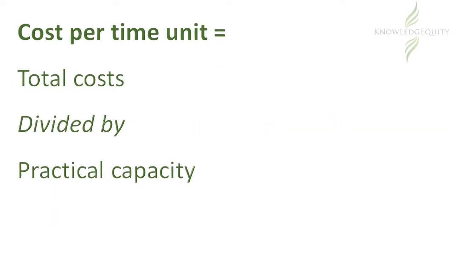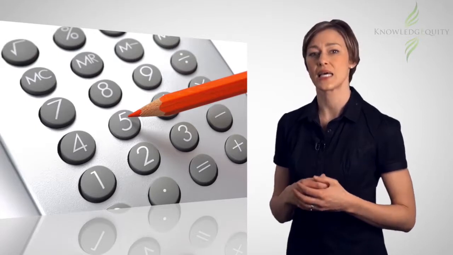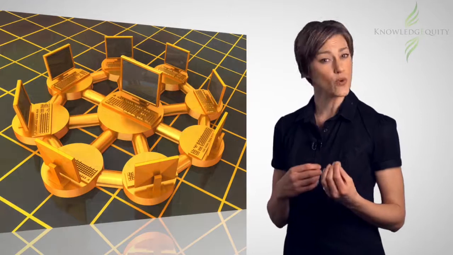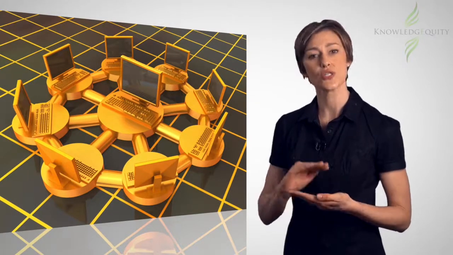Once we have practical capacity, we can use this to determine the cost per time unit. So say we want to know the costs for sales processing work undertaken by the sales administration team to help us determine whether a new IT system might be worthwhile purchasing in order to reduce our overall processing costs.